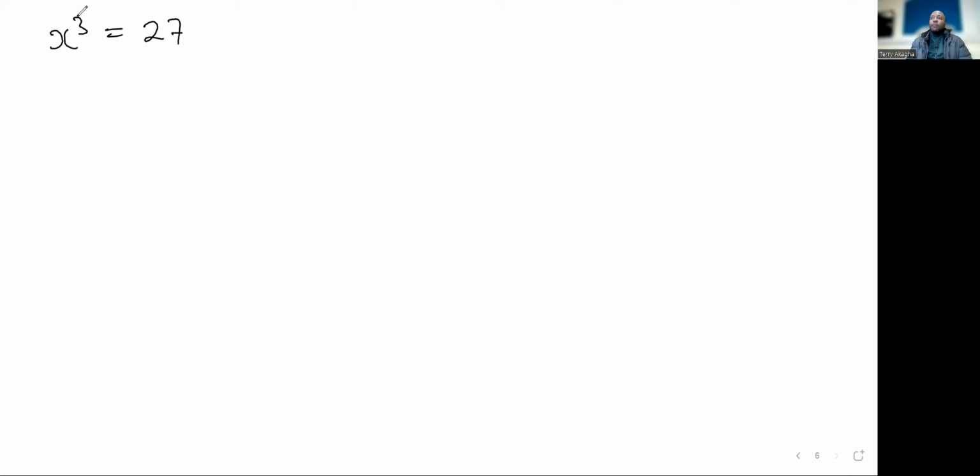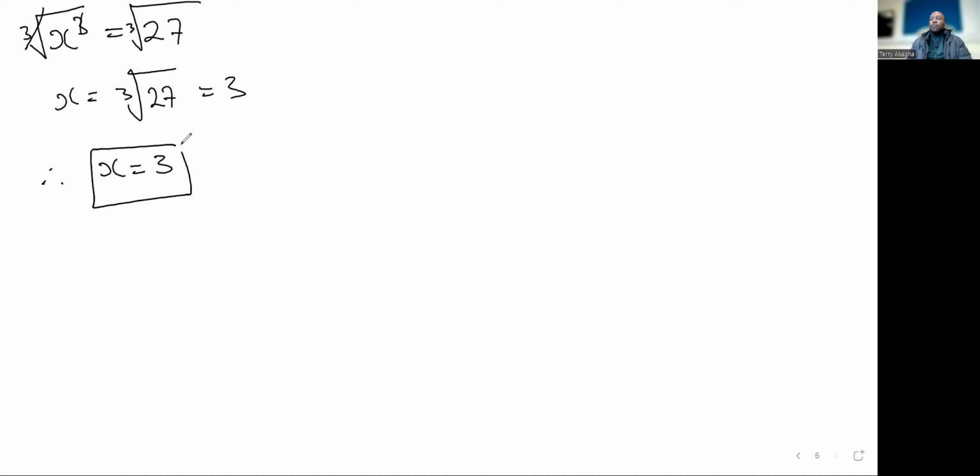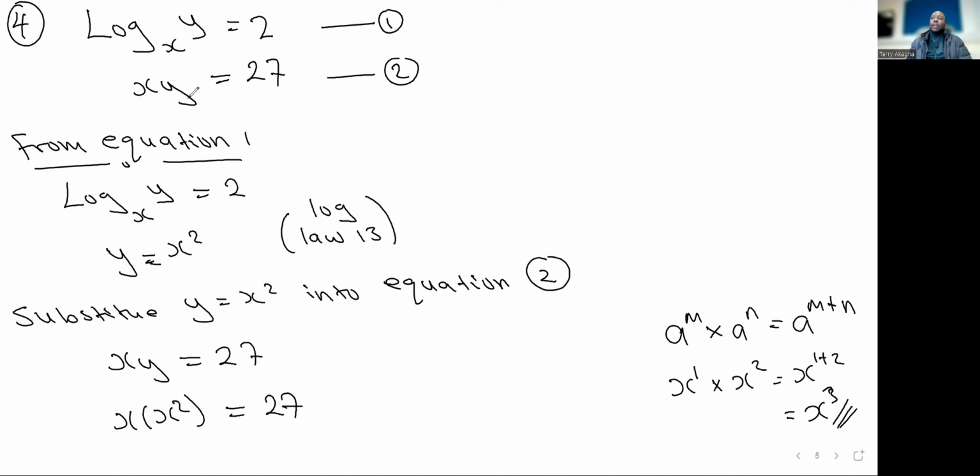All right. So now to get rid of this 3, we take the cube root of both sides. The cube root will cancel this 3. So x is going to be equal to the cube root of 27. And when you press your calculator, this is going to give you 3. So therefore, x is going to be equal to what? 3.